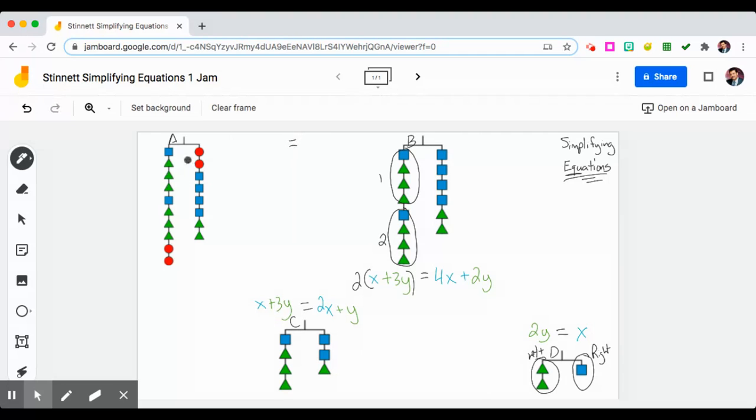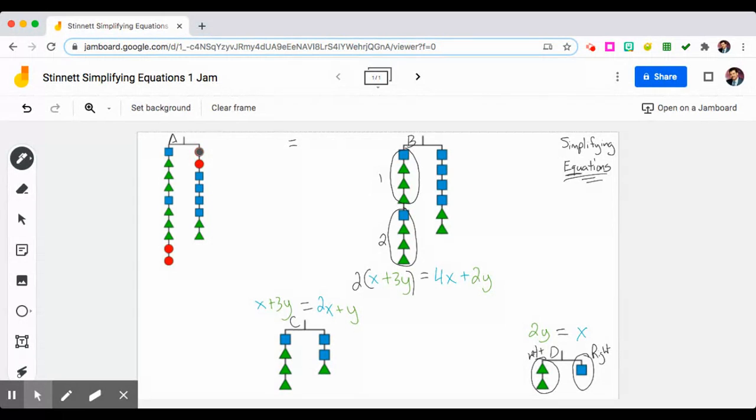So this will be for A. And I'm just putting it up here because it's a little bigger. So let's start with the right side again. We're going to start on this right side where we have 2 circles at the top, 1, 2, 3, 4 squares and 2 triangles. So let's break that down.